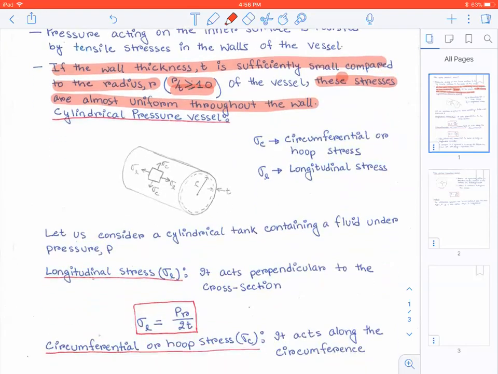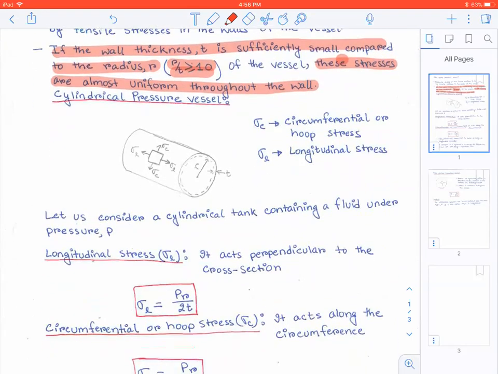So if we have a cylindrical pressure vessel, along the length of this cylinder, you're going to see longitudinal stress, which is a normal stress, and along the circumference, in the circumferential direction, you're going to see circumferential or hoop stress.